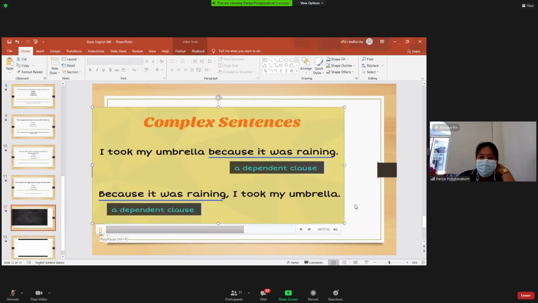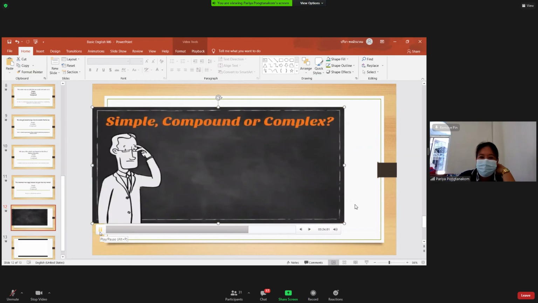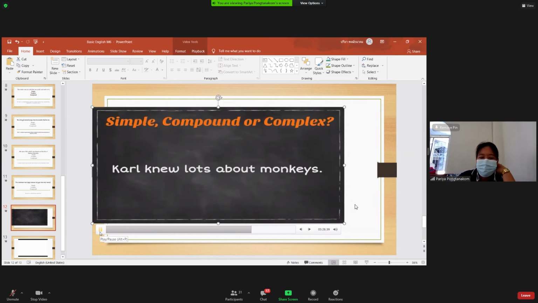Notice that if the dependent clause begins the sentence, we use a comma to separate the clauses. See if you can work out the structure of these sentences. Carl knew lots about monkeys.